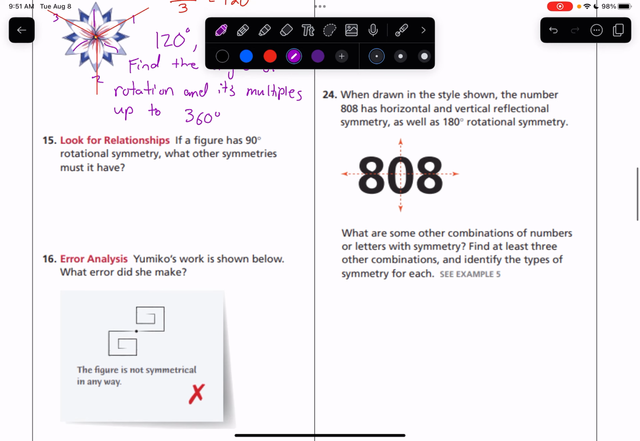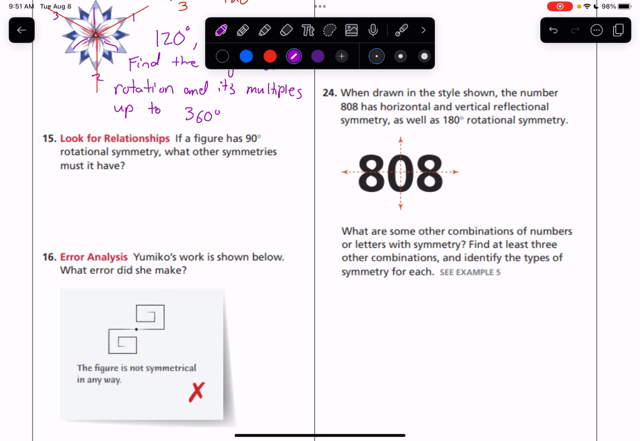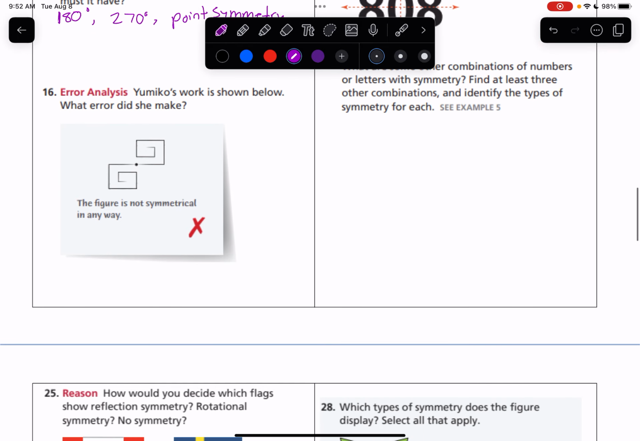If a figure has 90 degree rotational symmetry, what other symmetries must it have? It must have 180 degree symmetry. We're using those multiples. It must have 270 degree symmetry again. And then because it has 180 degree symmetry, it also has point symmetry, which is basically just another name for 180 degree symmetry.